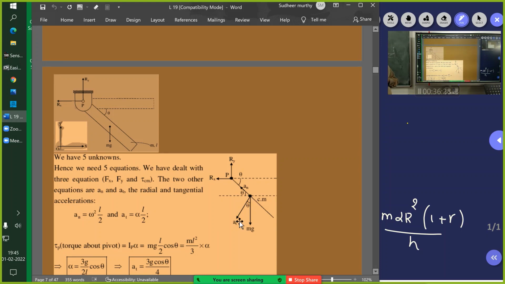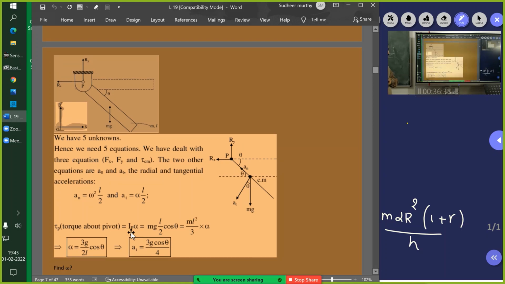So as we said here, AT will be here, AN will be here, MG is here, center of mass is here. So AN is omega square L by 2 and AT is alpha L by 2. Torque is I_P into alpha: mg L by 2 cos theta is equal to ml square by 3 into alpha. Simple equation. And substituting we get alpha is equal to 3g by 2l cos theta, AT is equal to 3g cos theta by 4.